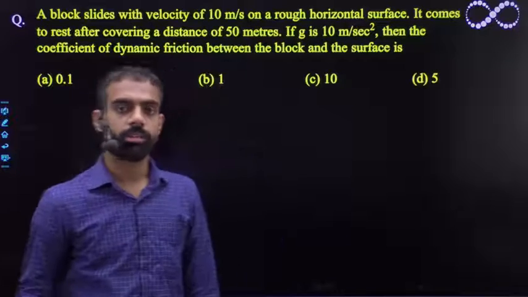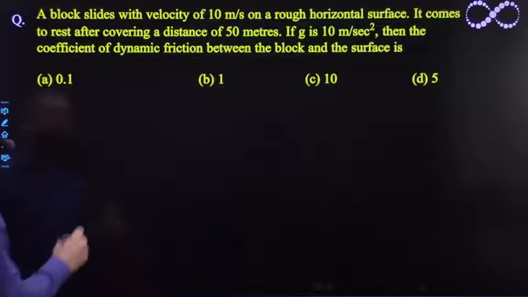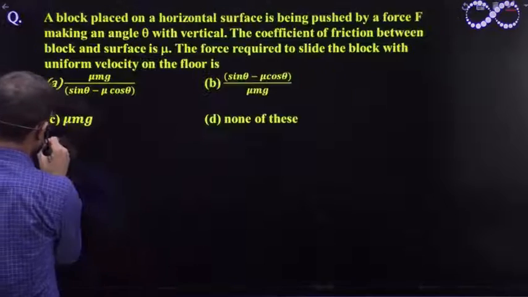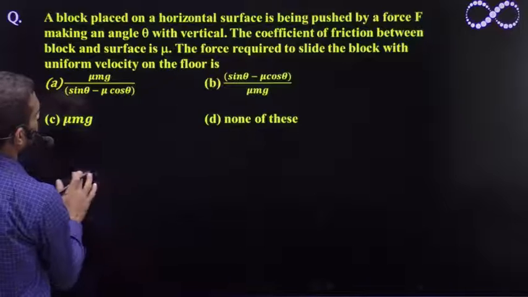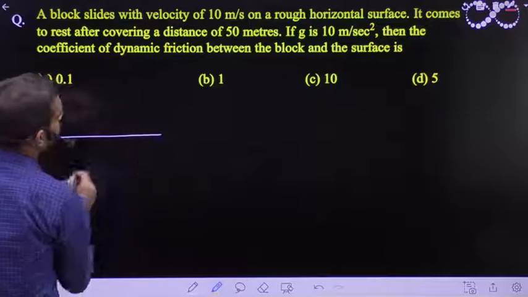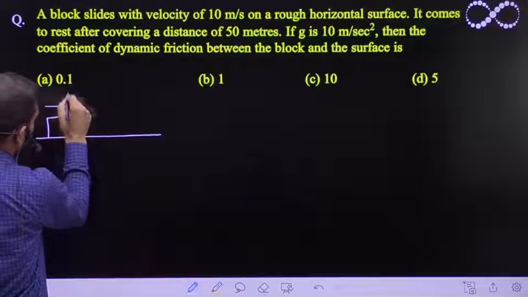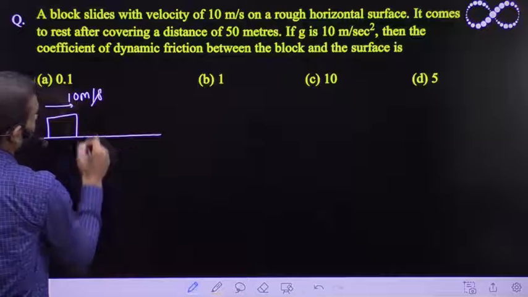Students, let us see a question here. A block slides with velocity 10 meter per second on a rough horizontal surface. So let us make a rough horizontal surface first. So this is the rough horizontal surface and the block slides with 10 meter per second.